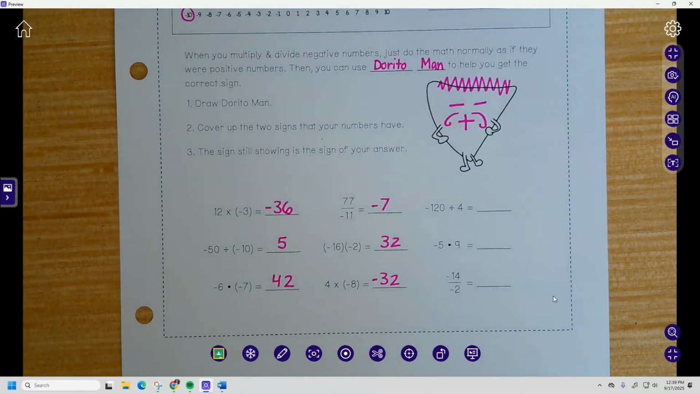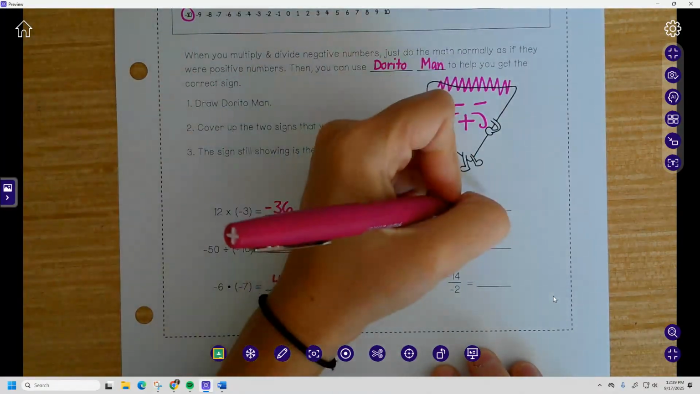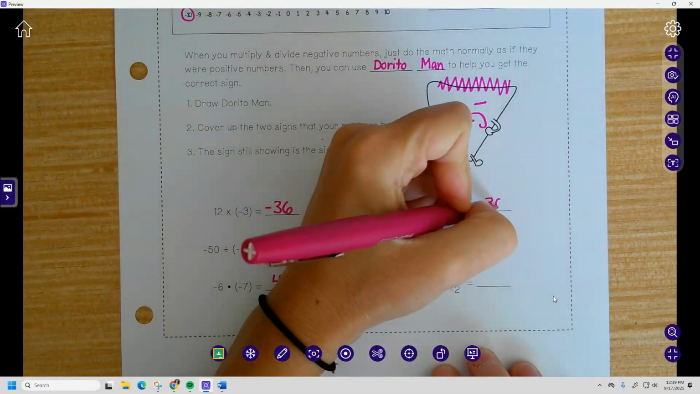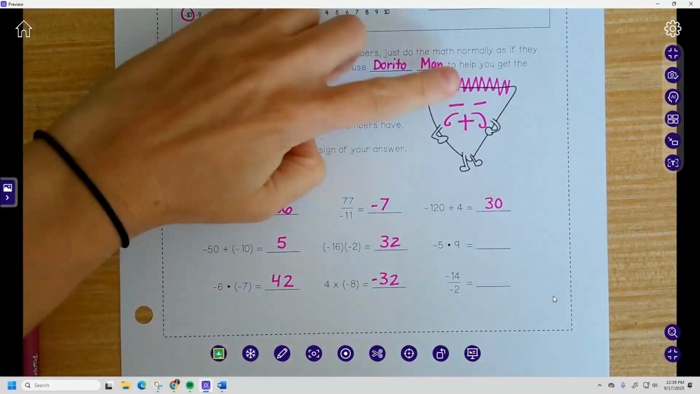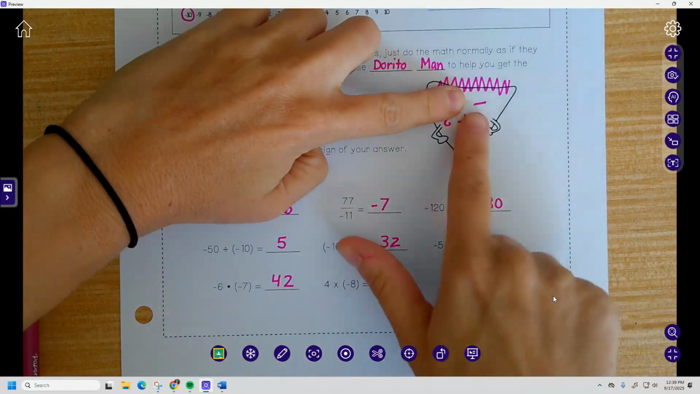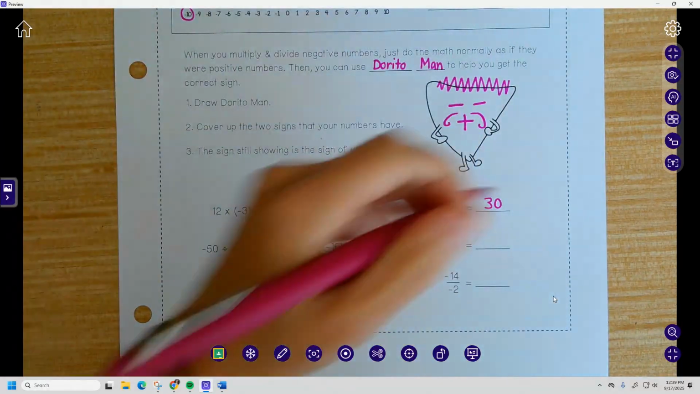Alright, let's see. Let's do 120 divided by 4. So I can just think in my head, 12 divided by 4 is 3, and then add a 0. And it's a negative 120 divided by a positive 4. So the answer is negative 30.